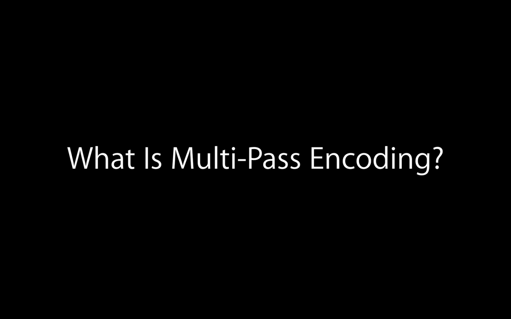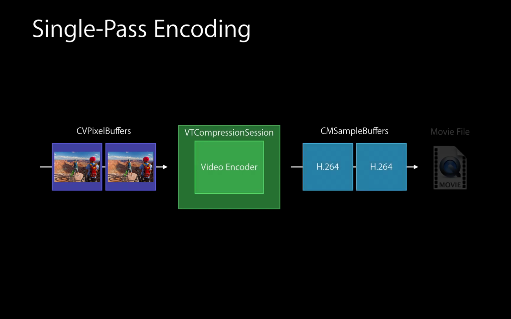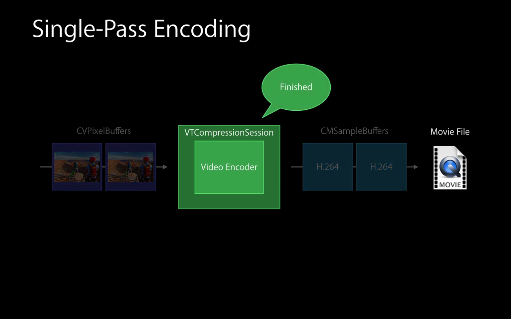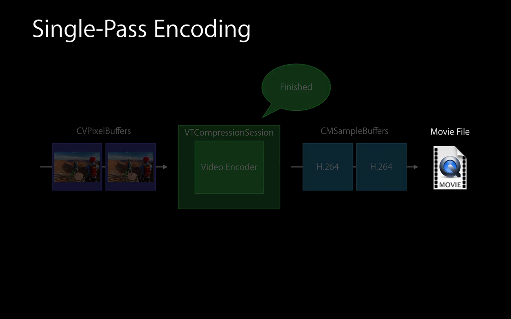So first off, what is multipass encoding? Well, let's do a review of what single pass encoding is first. This is what David covered in his portion of the talk. With single pass encoding, you have frames coming in, going into the encoder, and being emitted. In this case, we're going to a movie file. Then once you're done appending all the samples, we're finished, and we're left with our output movie file. Simple enough. Let's see how multipass differs.